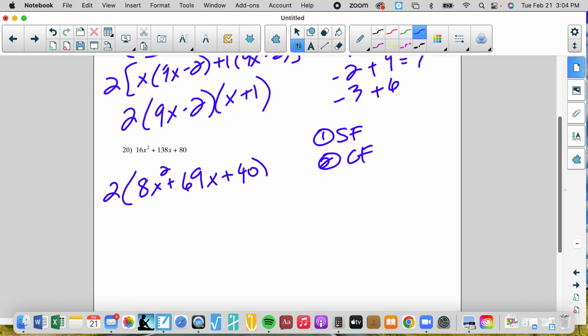plus 40. And now, to see if I did it correctly, I'd look and see, is there a common factor from 8, 69, and 40? Well, 69 is such a weird number, right? 3 goes into it 23 times. So 3 doesn't go into those. So I'm pretty sure I've gotten my greatest common factor. Is it a perfect square? No. Special case? No.